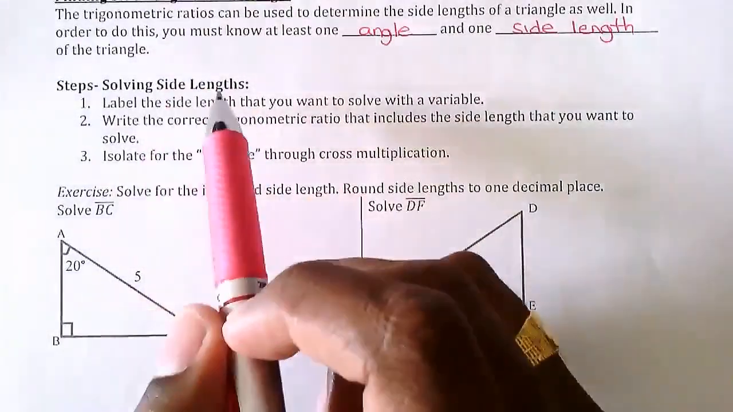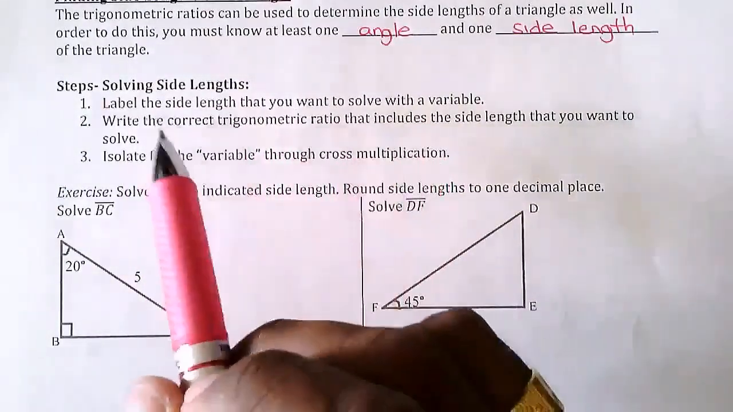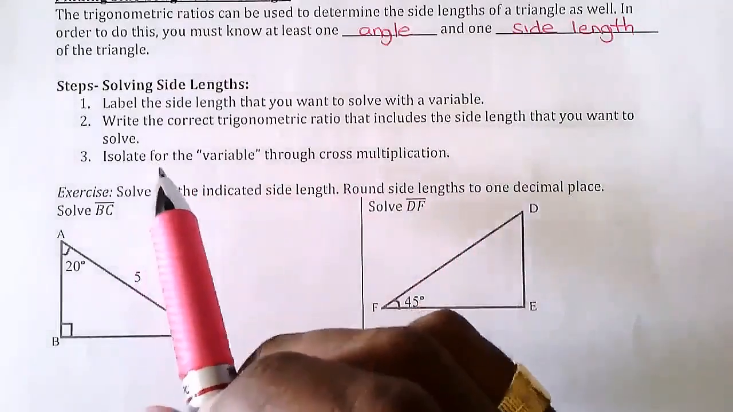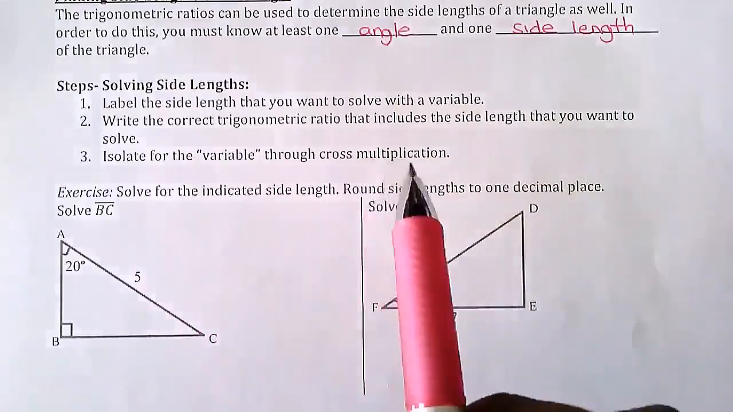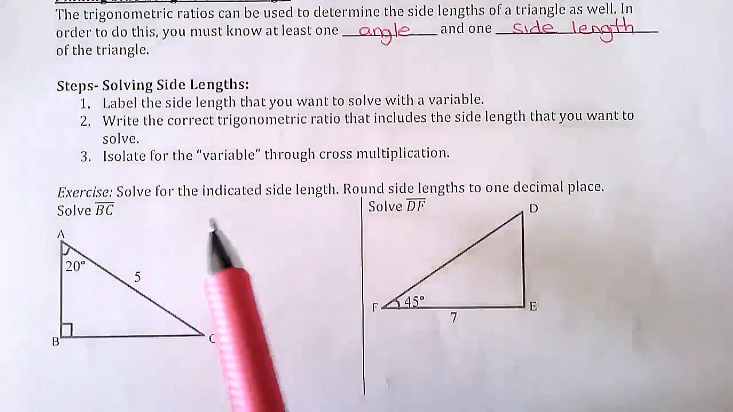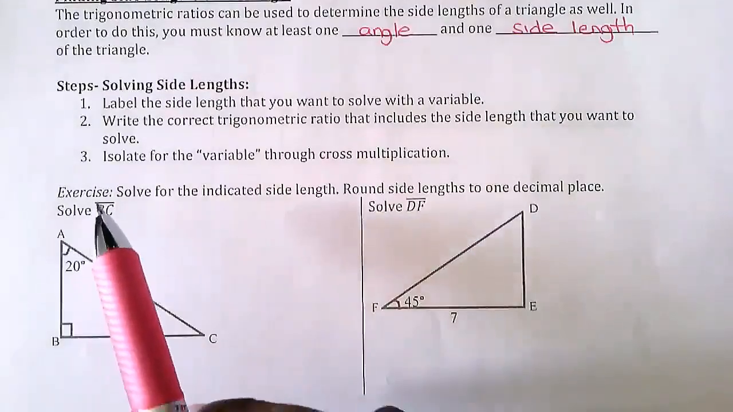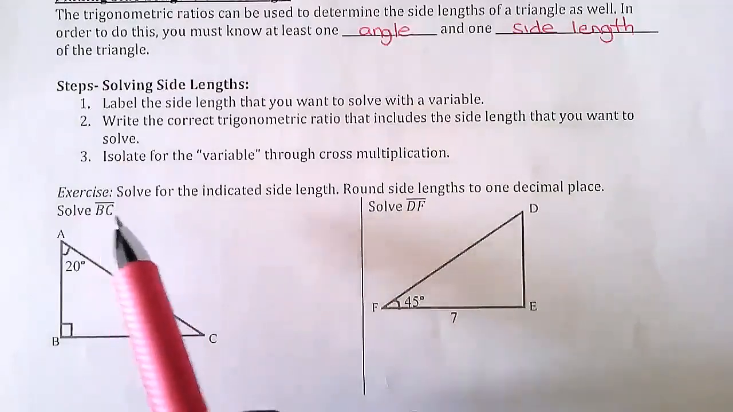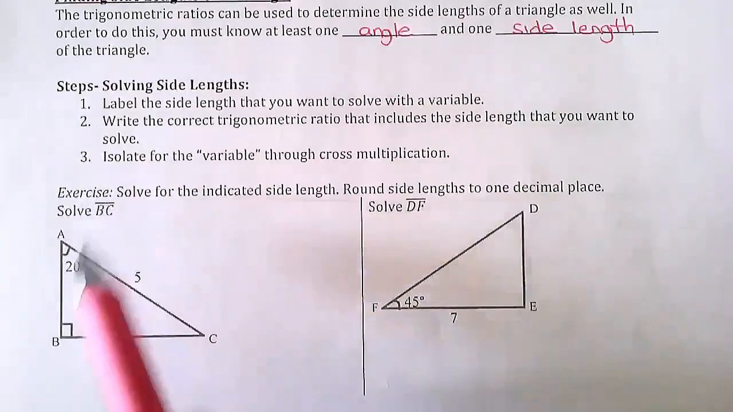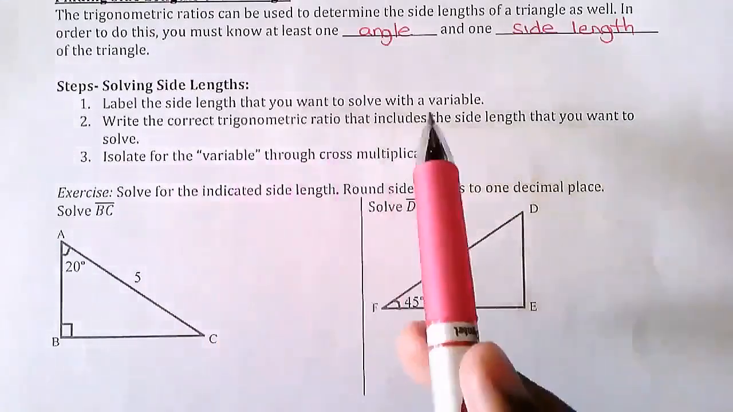So steps, solving side lengths. Label the side length that you want to solve with a variable. Write the correct trig ratio that includes the side length that you want to solve, and isolate for the variable through cross multiplication. So let's see what this all means. Exercise, solve for the indicated side length, round side lengths to 1 decimal place. Solve BC. Remember, a line over BC just means solve for the side length of the line segment connecting B and C.